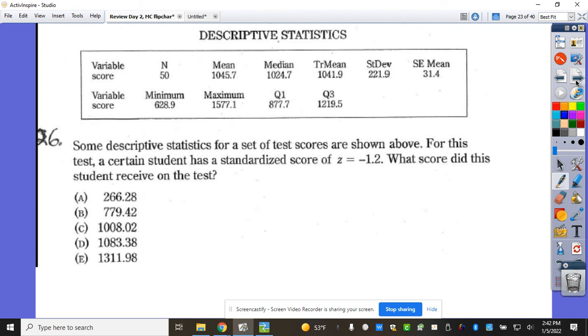At 26. Some descriptive statistics for a set of test scores are shown above. For this test, a certain student has a standardized score of z equals negative 1.2. What score did this student receive on the test? What do I use to find a z-score? Mean, standard deviation, an individual.